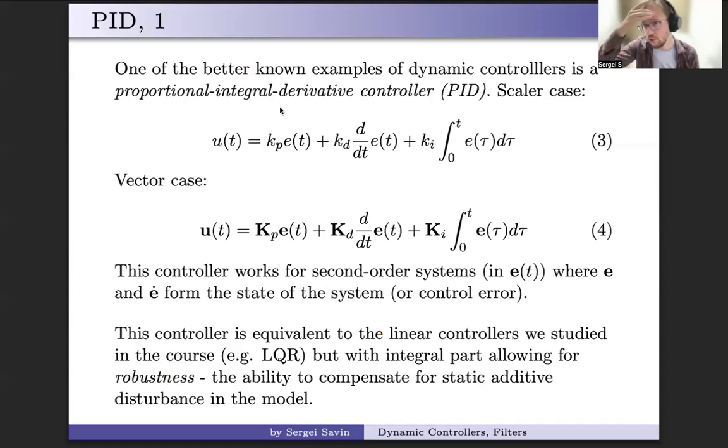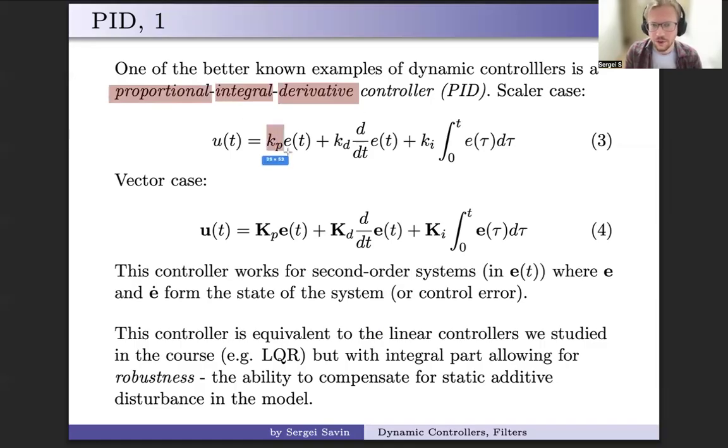Luenberger was the first concrete example. Now the next concrete example is PID. PID stands for proportional integral derivative controller. Before in the course, I already talked about the proportional derivative controller, PD controller. Now I'm talking about PID.